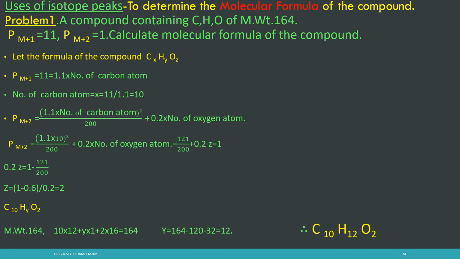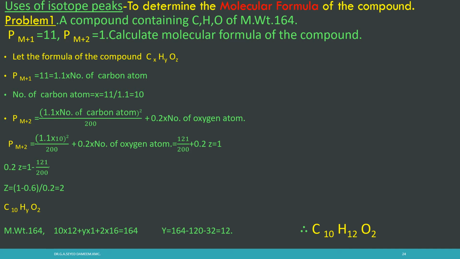So the formula becomes M plus 1 is equal to 1.1 times the number of carbon atoms, and here the intensity of M plus 1 is given as 11. So 11 is equal to 1.1 times the number of carbon atoms, and the number of carbon atoms, that is x, is equal to 11 divided by 1.1, that is equal to 10. The molecular formula of the compound contains 10 carbon atoms.